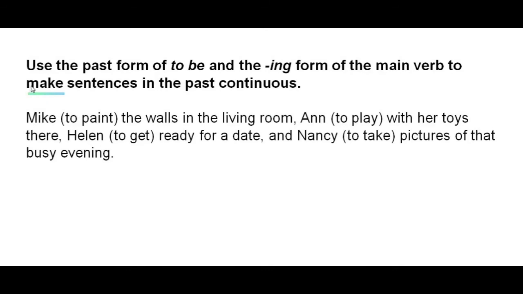Also remember that we use the past form of to be and the ing form of the main verb to make sentences in the past continuous. Now read the following sentences and provide the past continuous tense of the verbs in the brackets. Mike to paint the walls in the living room. Anne to play with her toys there. Helen to get ready for a date. And Nancy to take pictures of that busy evening.